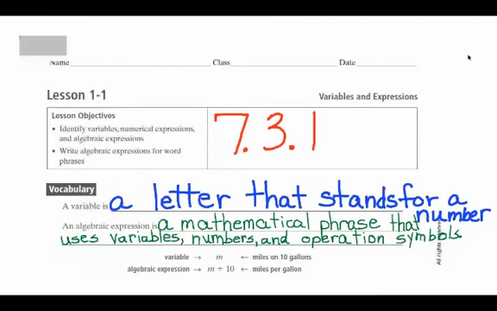Now's a good time to pause the video if you need more time to copy down these notes. An algebraic expression is a mathematical phrase that uses variables, numbers, and operation symbols to represent a situation. So if you look down below, we have an example of a variable, which is m, which could represent miles on 10 gallons, and we have an algebraic expression, m divided by 10, which could stand for miles per gallon if you're talking about 10 gallons of gasoline.